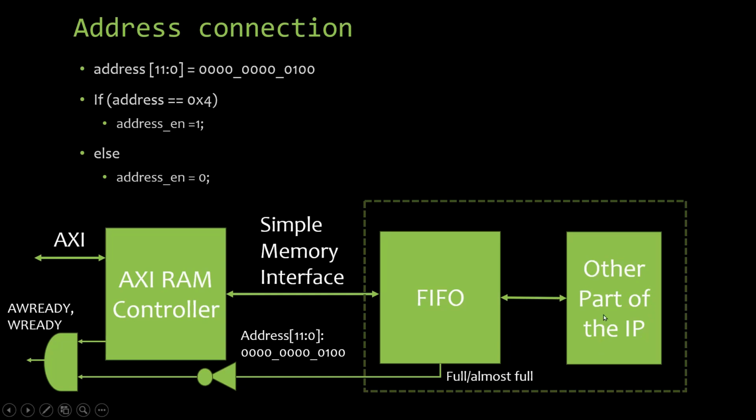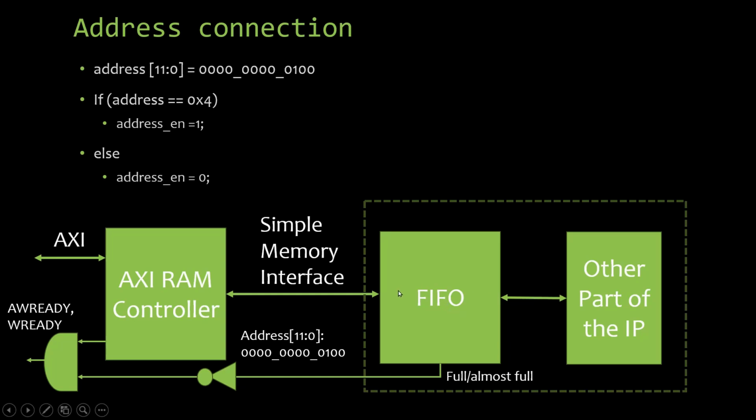What is this other part of the IP? This is totally protocol specific. For example, if we are writing our IP as a UART transmitter, then this part of the IP will receive data from the FIFO and will packetize it in the form of UART protocol and will send it. Similarly, this can be any other protocol as well. But now let us see how the read side will be active.